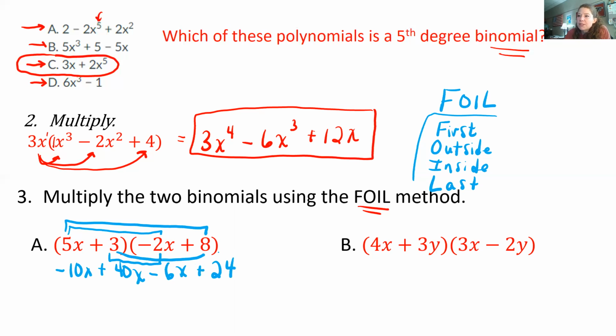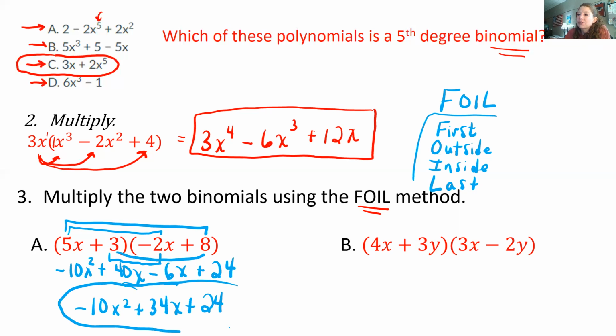After you multiply all those terms together, you're going to combine like terms. So look what I did. I'm so sorry. 5x times negative 2x is negative 10x squared. My bad. But do you notice these 2 middle terms are like terms? So we bring down our negative 10x squared. 40x minus 6x is positive 34x. And then 24 doesn't have any like terms. So that is our final answer.